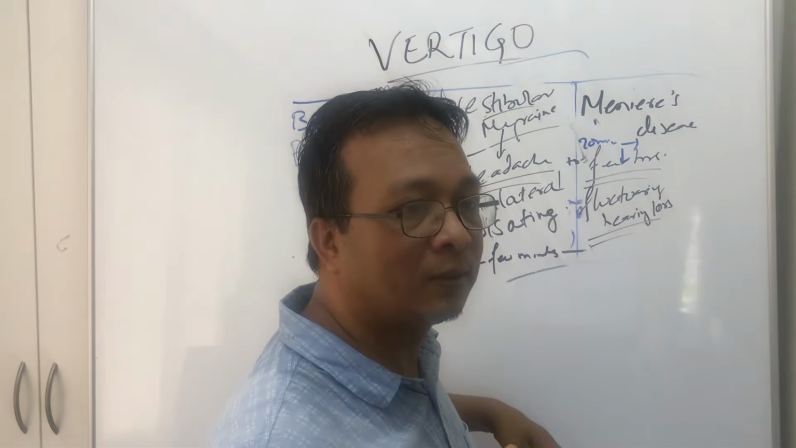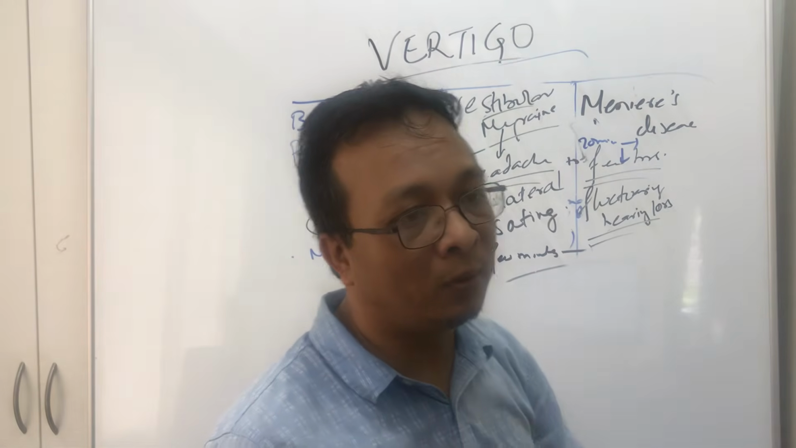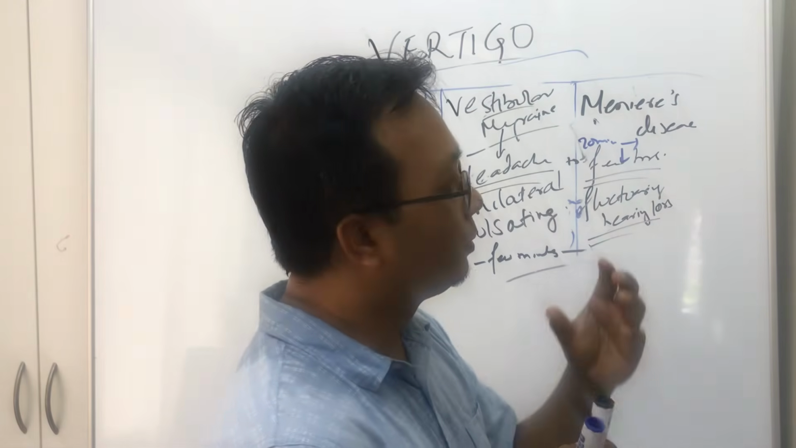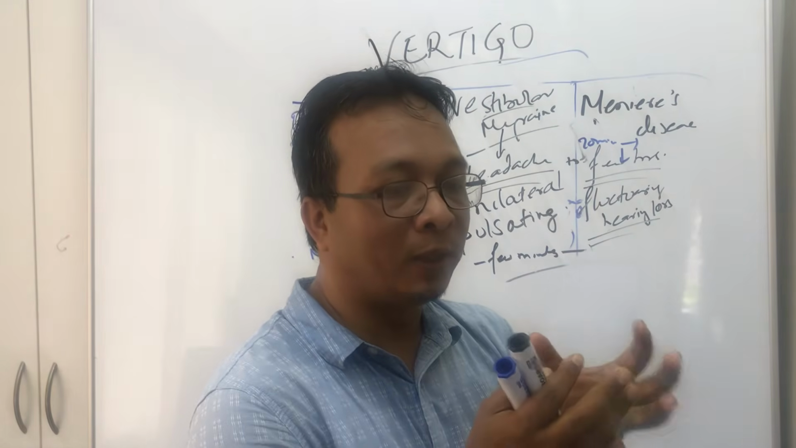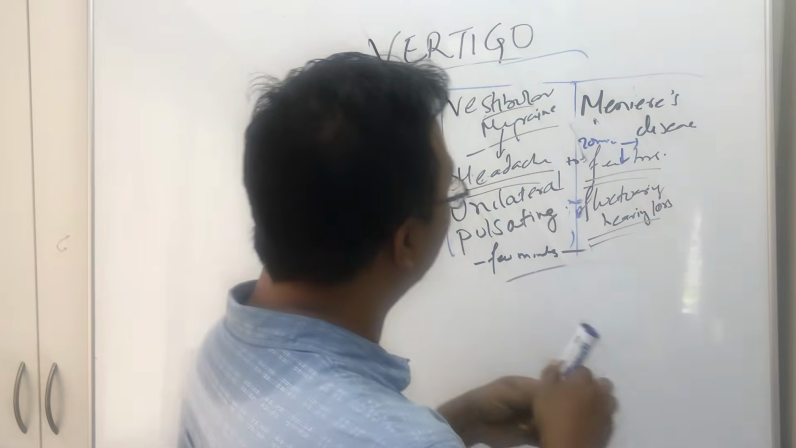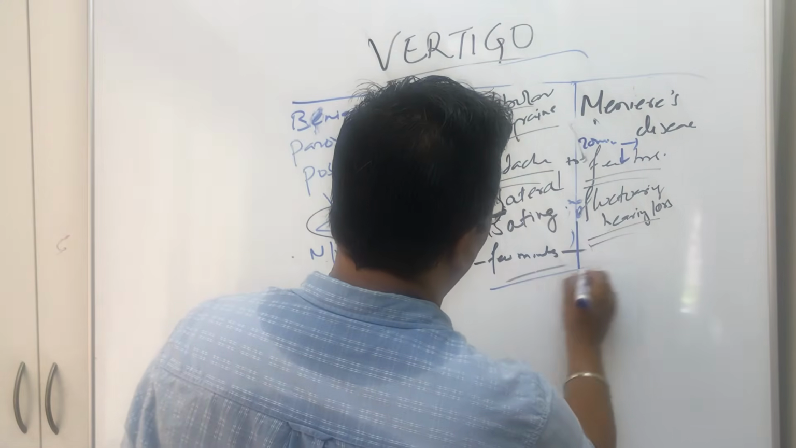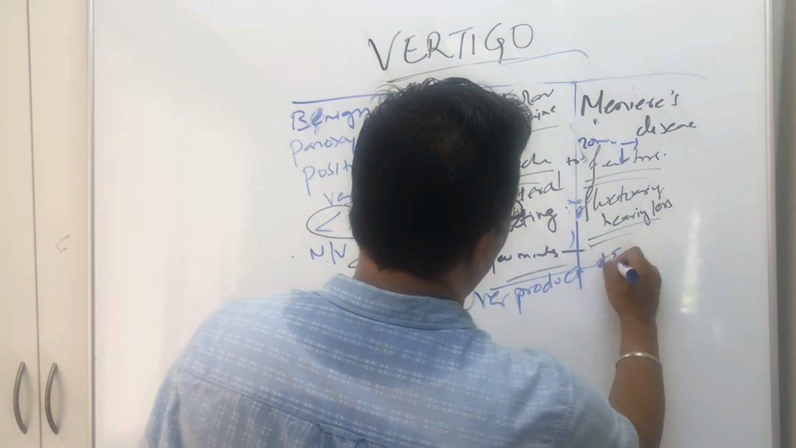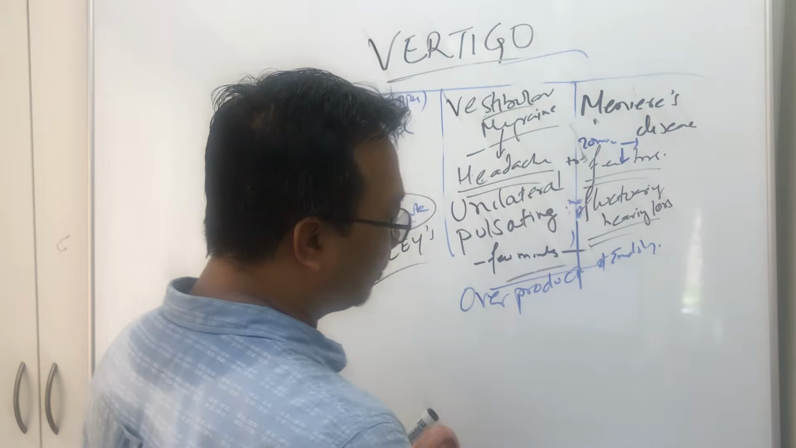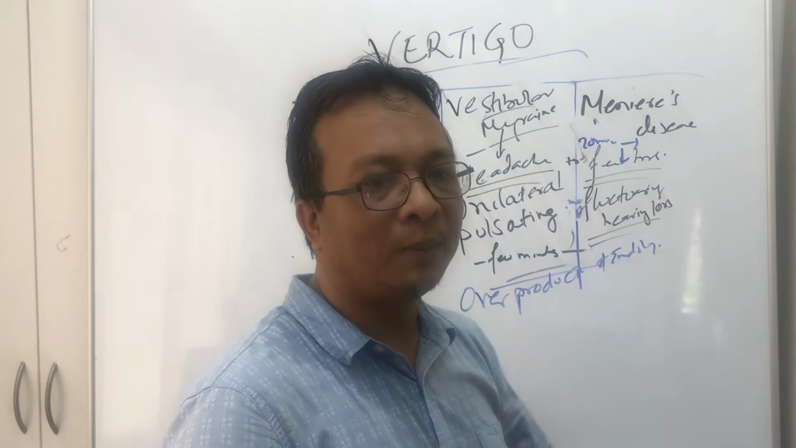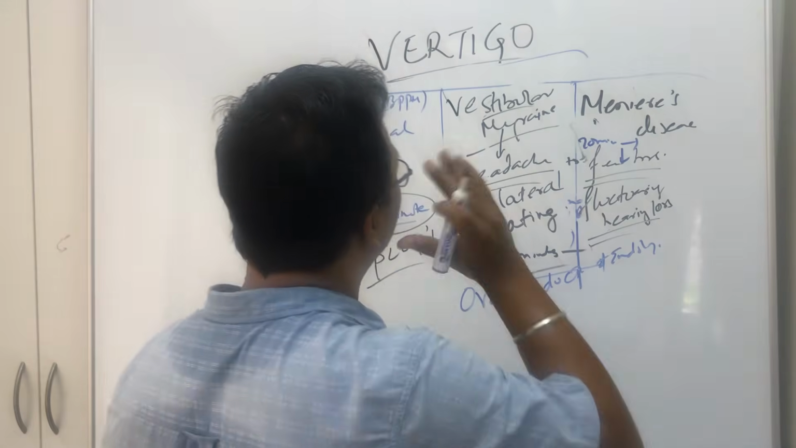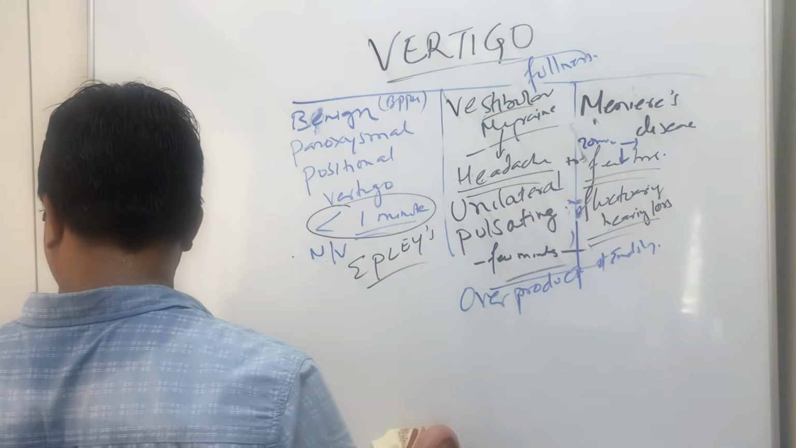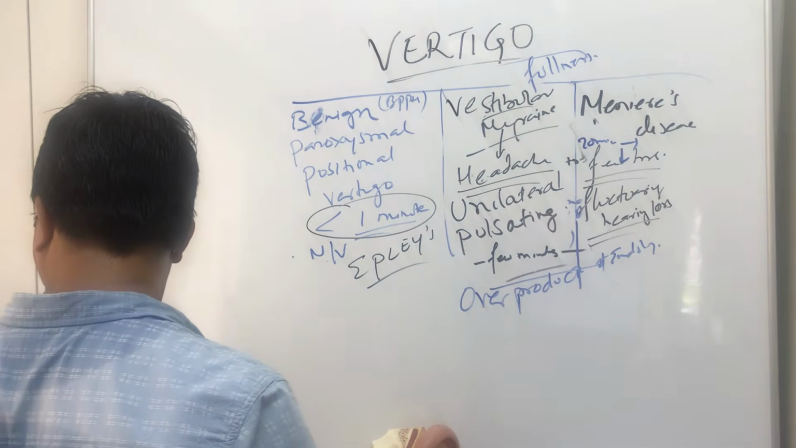But when it was studied, it was found that there is overproduction of endolymph. It means that in the semicircular canal, the endolymph production is more than required. So overproduction of endolymph is one of the causes. That's why the patient often complains of fullness of the ears, like the ear is heavy. So fullness of the ears is common.